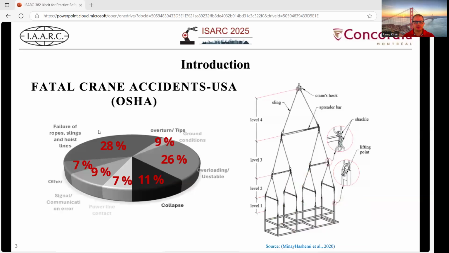To illustrate more the importance of rigging design, here is the data from the US given by OSHA for the fatal crane accident causes. We can easily notice that the highest percentage, 28%, is due to the failure of ropes and slings. On the other side, we see a 3D view of a rigging assembly. It is composed of a chain of elements. We have the slings, which are the diagonal and vertical elements, and they carry tensile forces. The spreader bars are the horizontal components, and they carry compression. Shackles and lifting points are connection points, and they carry tension also.